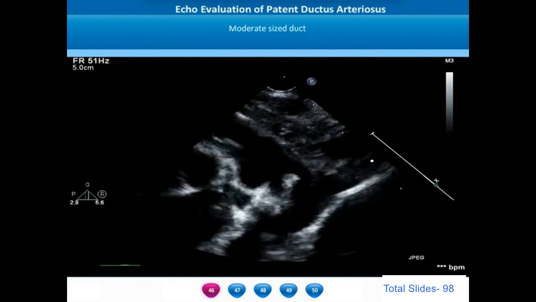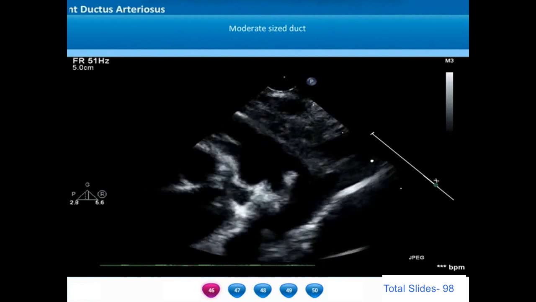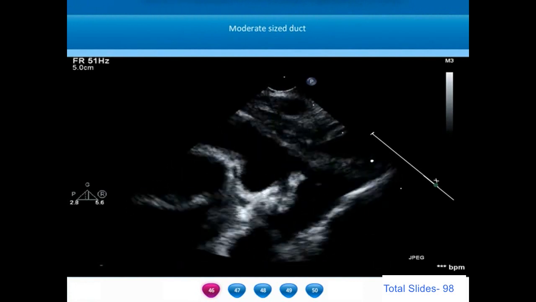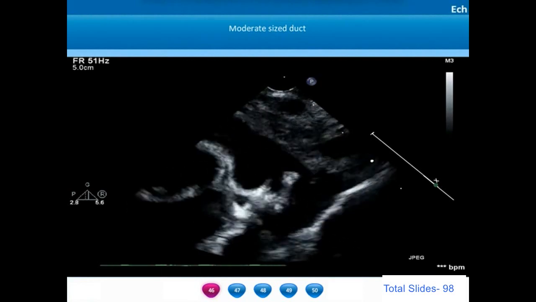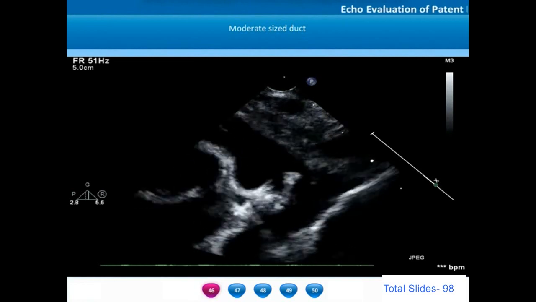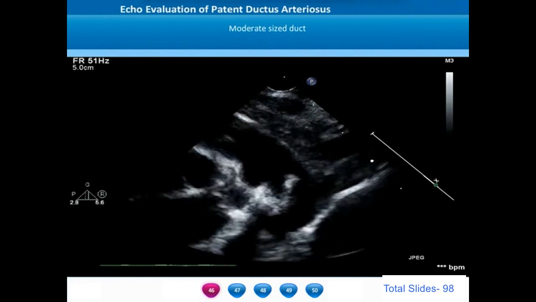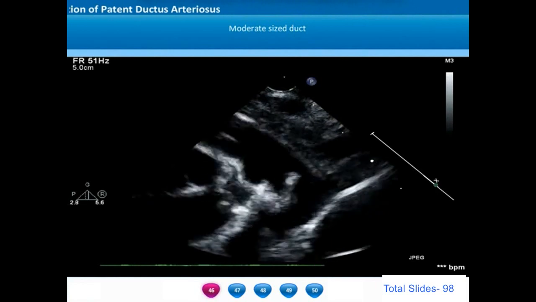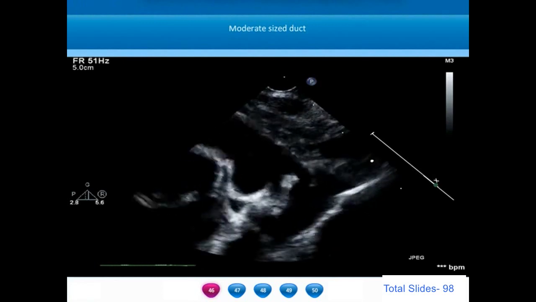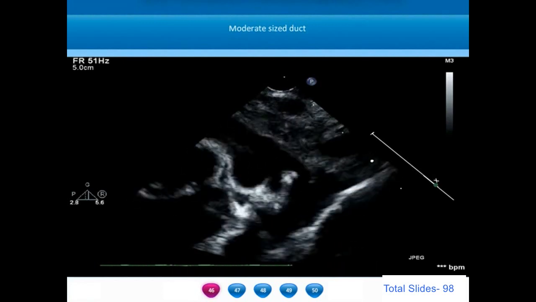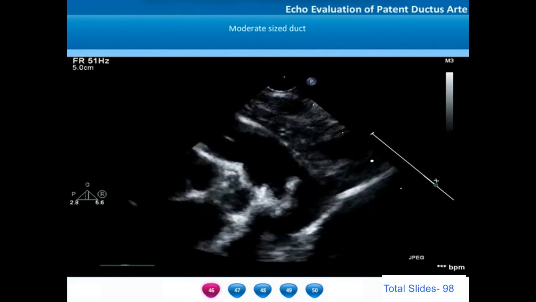After seeing a restrictive small PDA, now we go on to visualization of a moderate sized ductus. This is the ductal view. The ductal view is taken from the parasternal left first or second intercostal space by keeping the probe in the sagittal plane. We are able to appreciate the pulmonary valve, the main pulmonary artery. The entire ductus is shown. We are able to appreciate the proximal descending thoracic aorta. The ductus is seen from the aortic end to the pulmonary artery end.